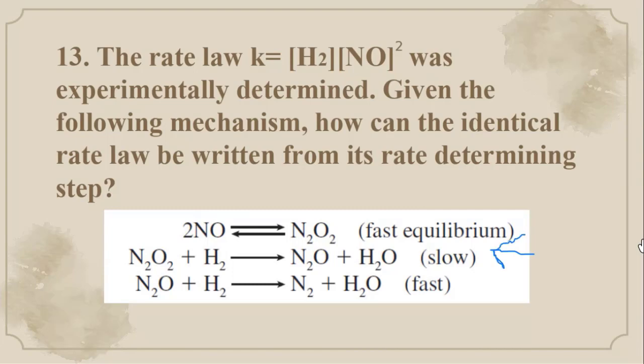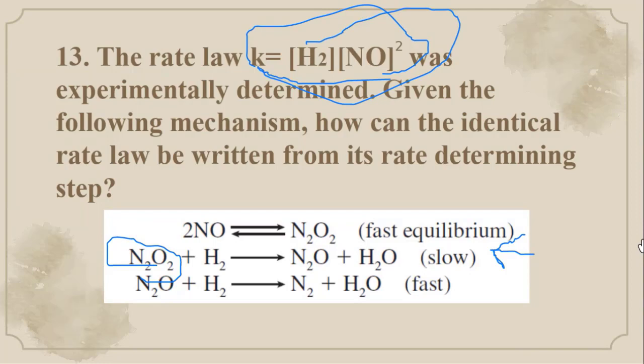But, okay, now let's say I write the rate law. It's going to include this intermediate, won't it? And exactly, yeah, that's how you would write it. But is that the same as the rate law that they determined experimentally? Yeah, so it doesn't look the same, but we can make it be the same.